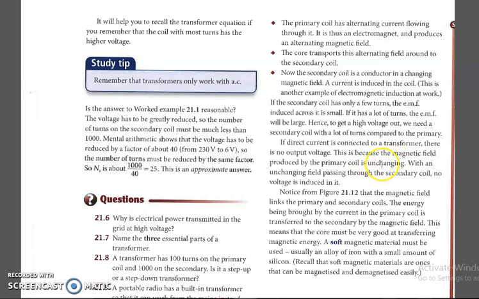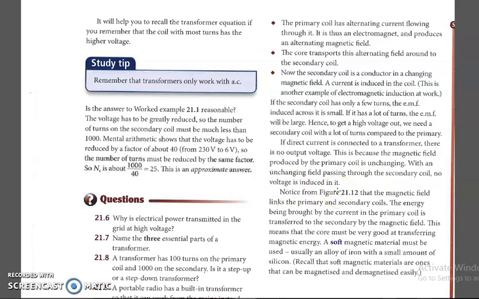If direct current is connected to the transformer, there is no output voltage. This is because the magnetic field produced by the primary coil is unchanging. The current in the primary coil is not changing, so a varying magnetic field is not produced. So the EMF will not be created in the secondary coil. With an unchanging field passing through the secondary coil, no voltage is induced in it.